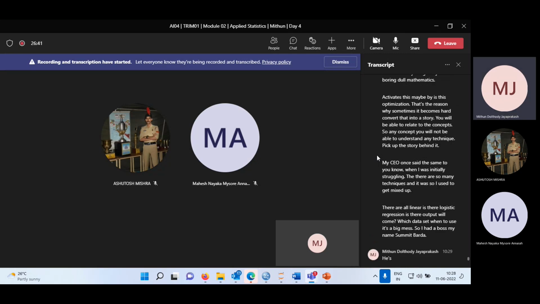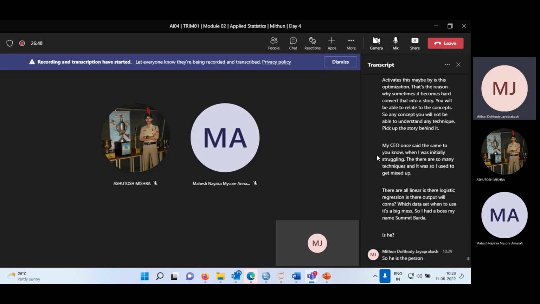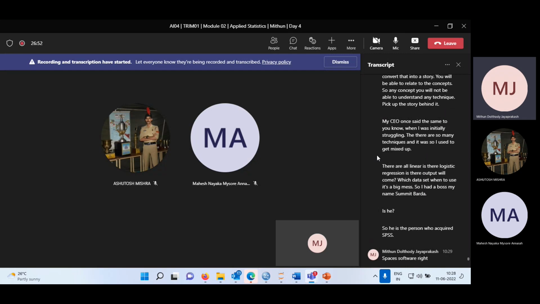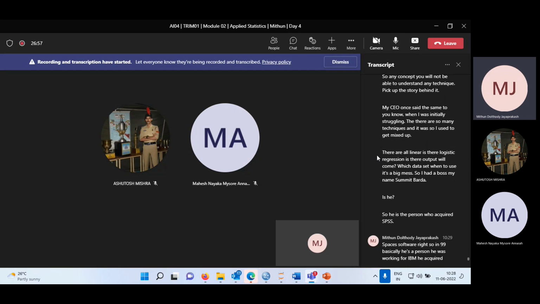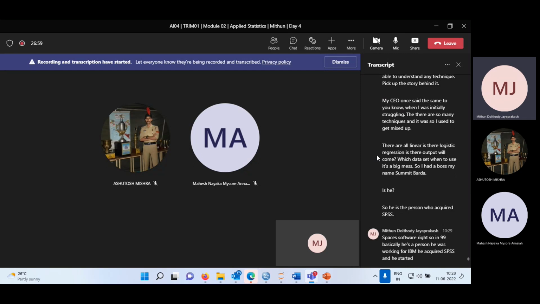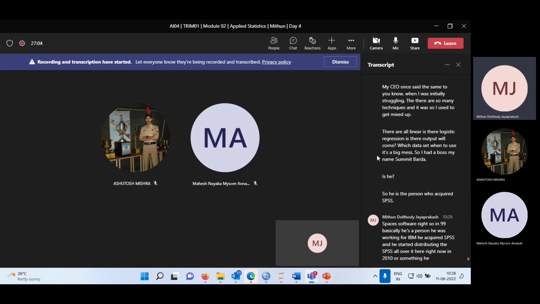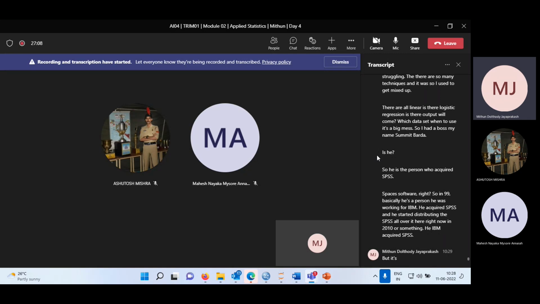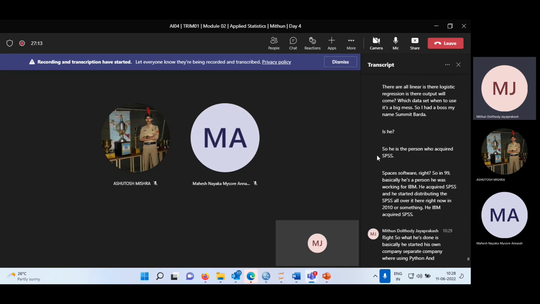He is the person who acquired SPSS. SPSS is a software, right? So in 99, he was working for IBM, he acquired SPSS and he started distributing SPSS all over India. Then in 2010 or something, IBM acquired SPSS. So what he's done is he started his own company, a separate company, wherein using Python and such things, he has come up with his own product.